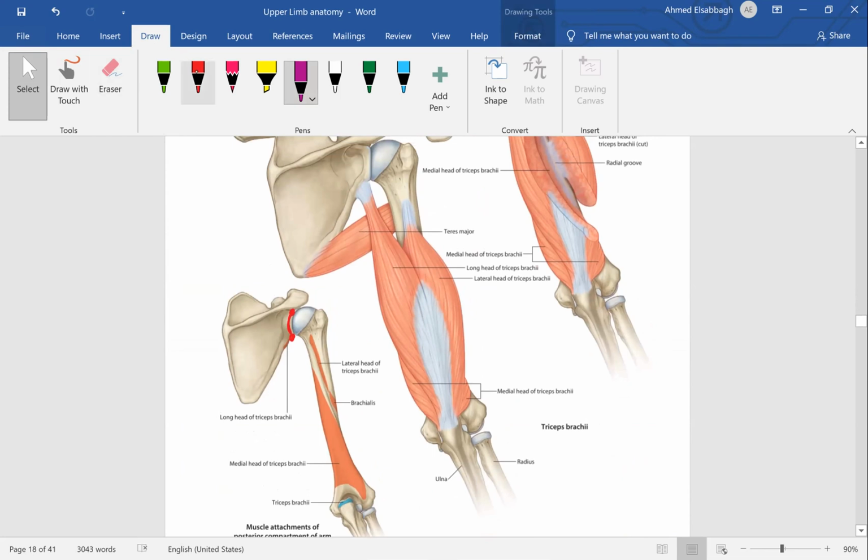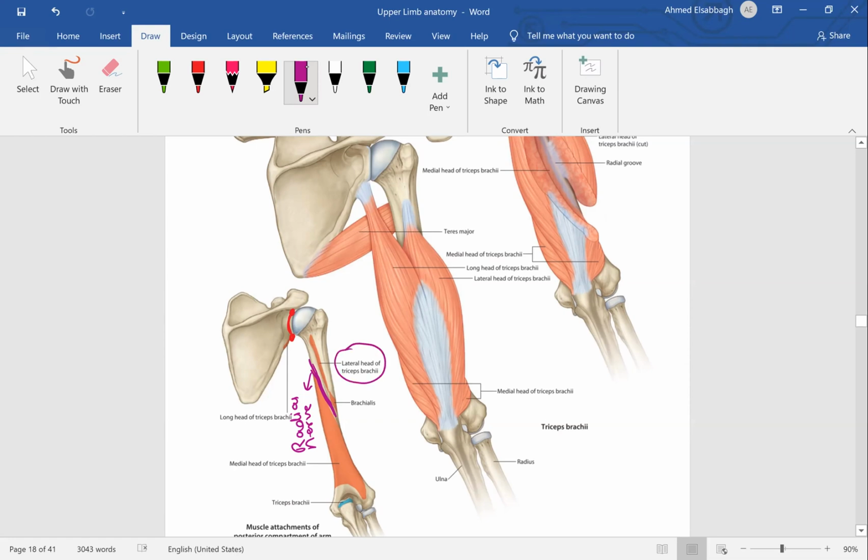The spiral groove is here. This is the spiral groove, which is a site of the radial nerve, as we will know in the next lecture. Here we have the lateral head, and here we have the medial head.